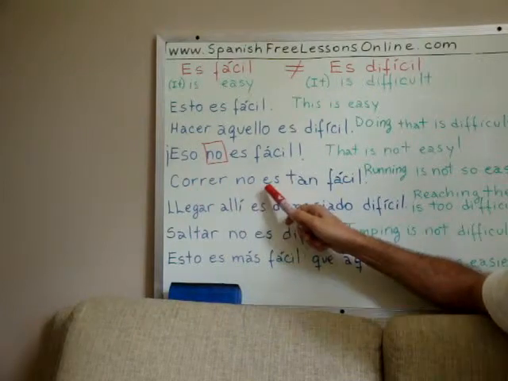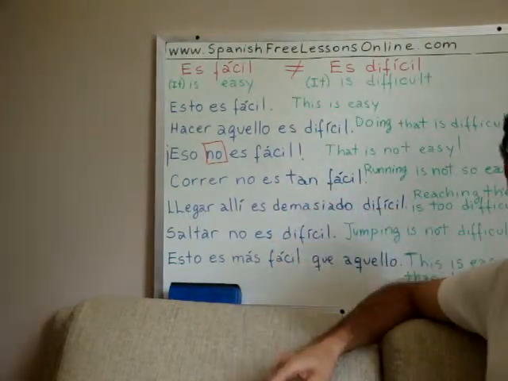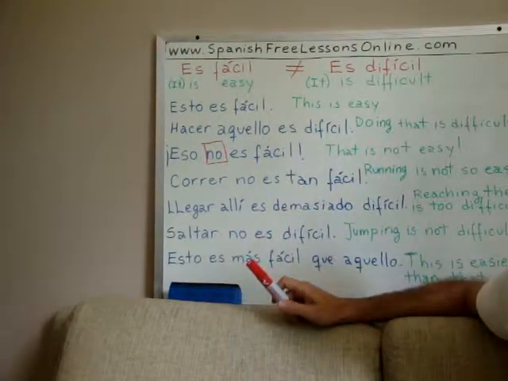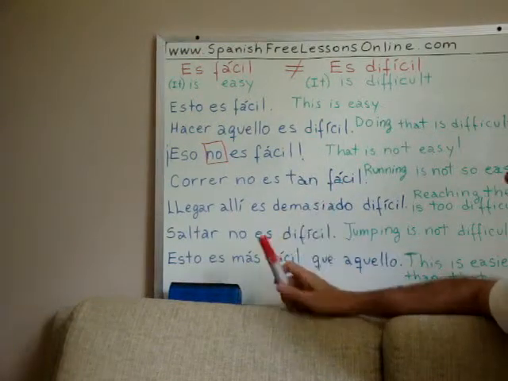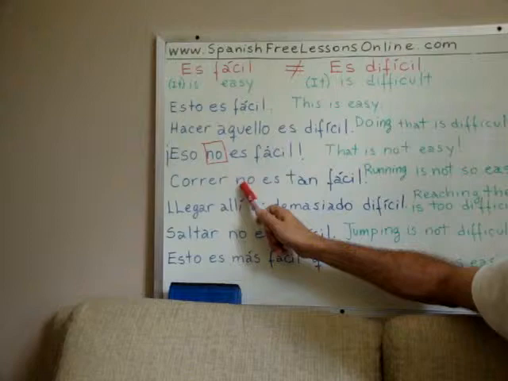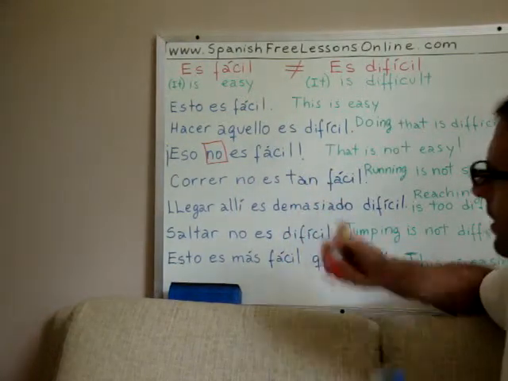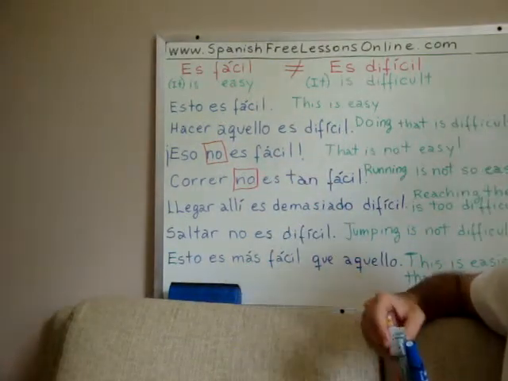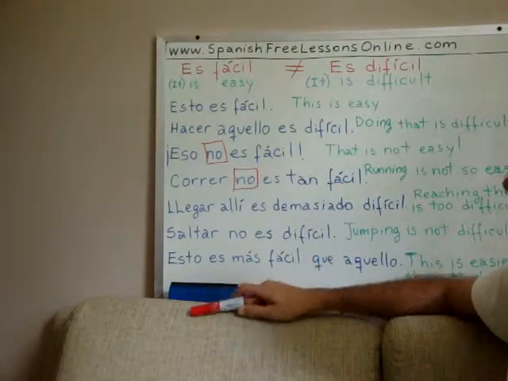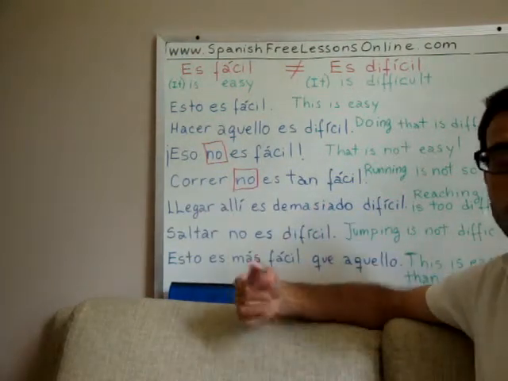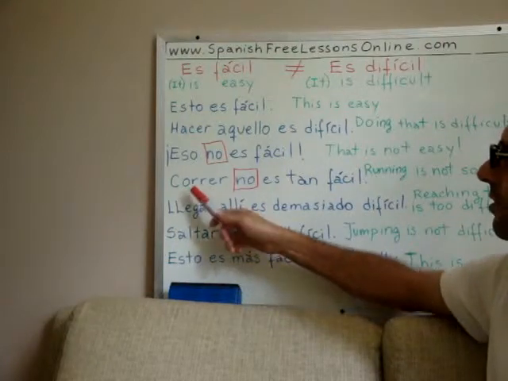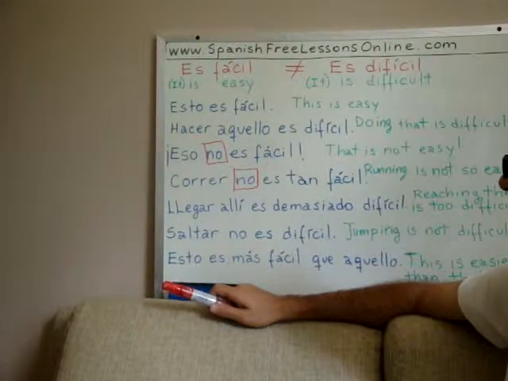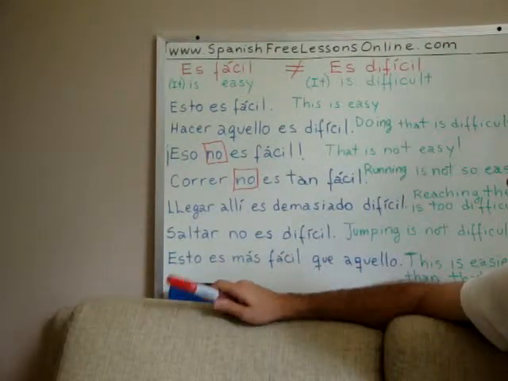Correr no es tan fácil. The word tan means so easy. Running is not so easy. Again, you see the negation, the negating word goes before the verb to negate. Again, we are stating a general rule, so we use the verb in infinitive. Correr is the verb to run. Correr no es tan fácil. Running is not so easy.